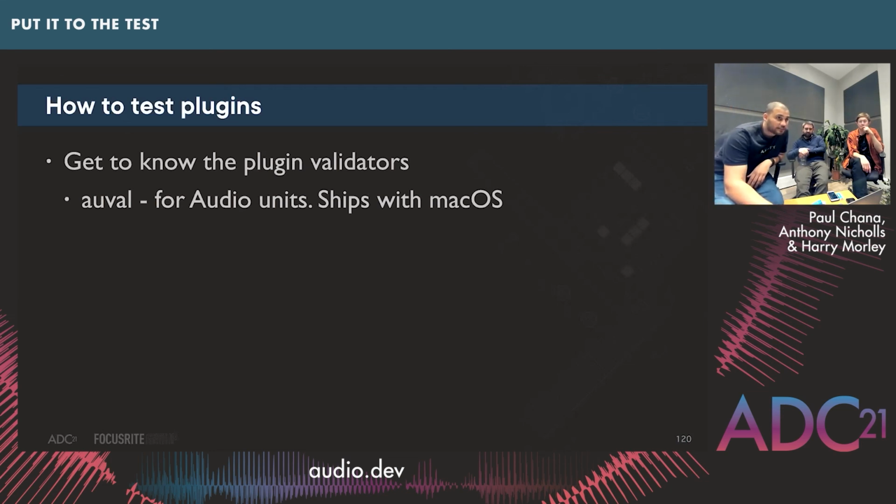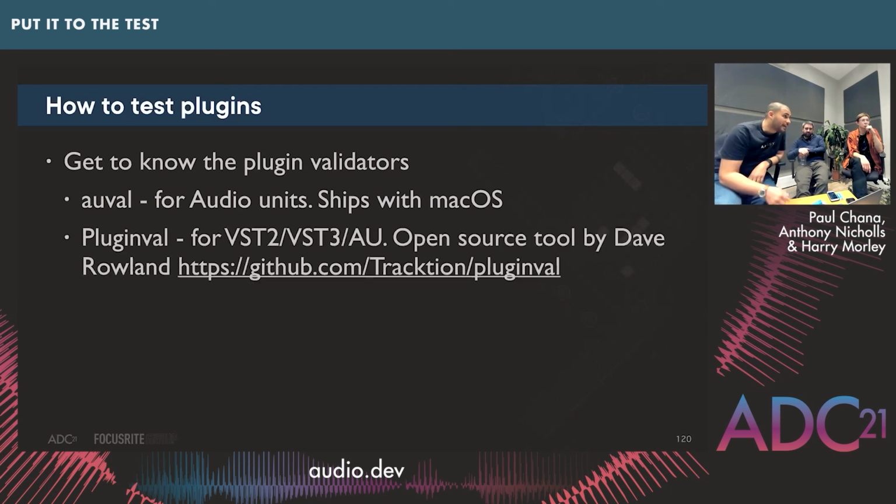So the next thing, and the one that I would recommend for everybody, is Plugin Val by Dave Rowland. There's a link direct to his GitHub page there. It'll test VST 2.3 and AU. Really good tool. Used it a lot. It will catch all kinds of silly problems. I used to use it quite a lot for catching problems with authorization when the plugin is running up.